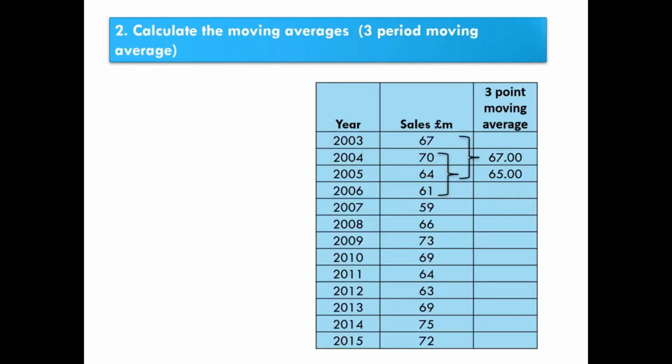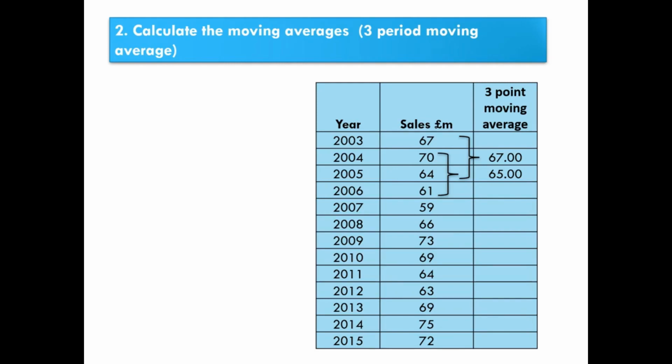So in this video, we're going to look at the 3-point moving average. Effectively, when we look at the actual sales data here, we can see it jumps around quite a lot: 67, 70, 64, it's quite jumpy. So we want to try and smooth out some of these variations. We want a kind of long-term trend. And so to do that, we look at taking an average. We do that by taking something called the 3-point moving average.